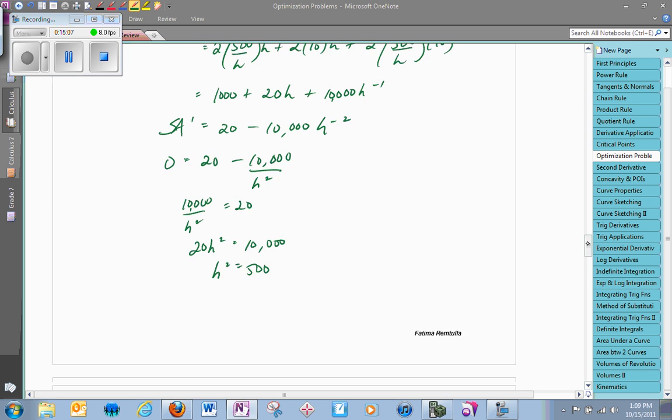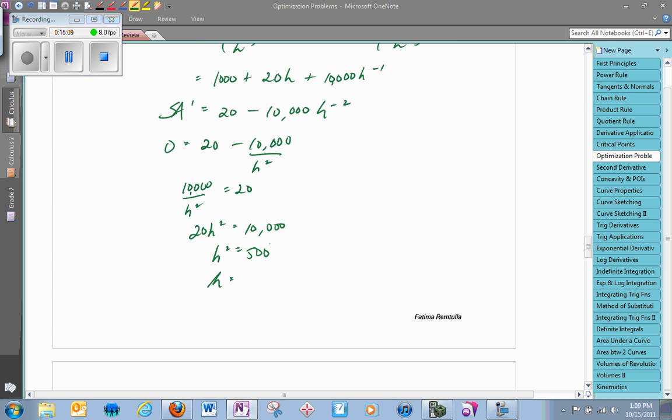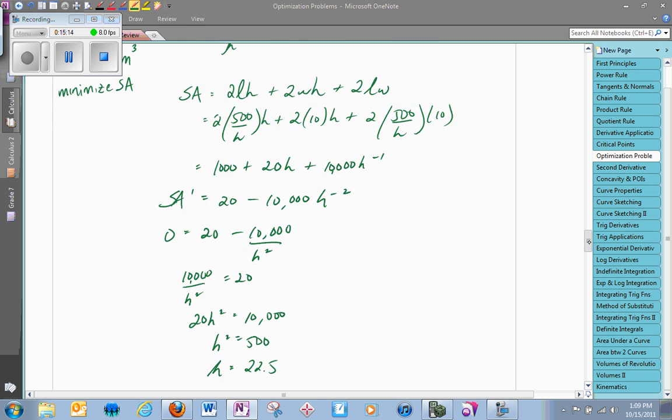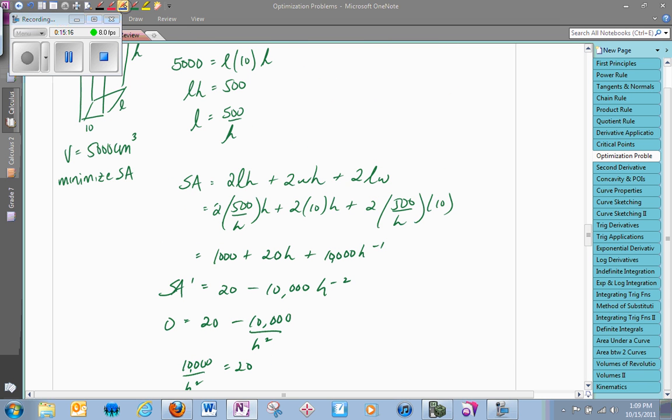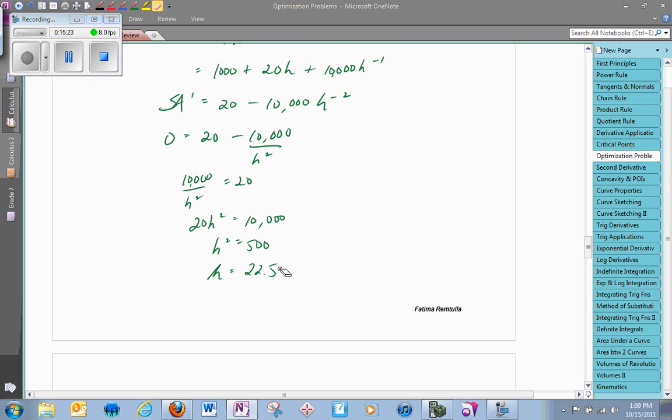If H squared is equal to 500, I square root. I only care about the positive one, so H comes out to 22.4. If you're smart, you'll realize here that L is 500 divided by H, so L is also 22.4. Therefore, the dimensions of this cereal box are 10 centimeters by 22.4 centimeters by 22.4 centimeters.